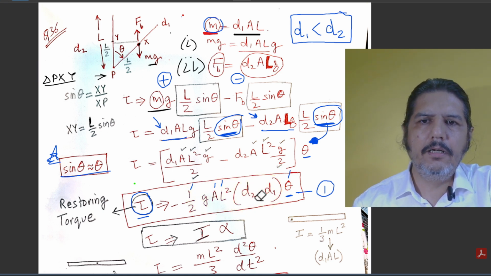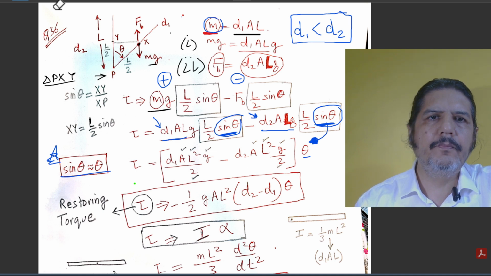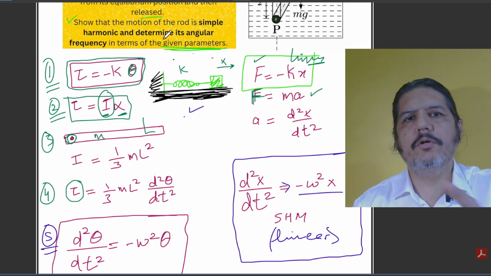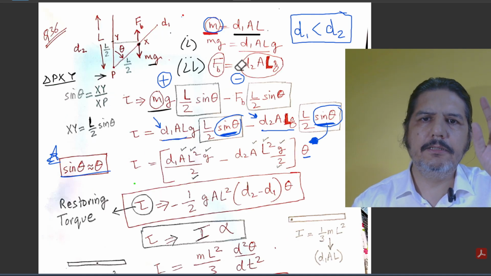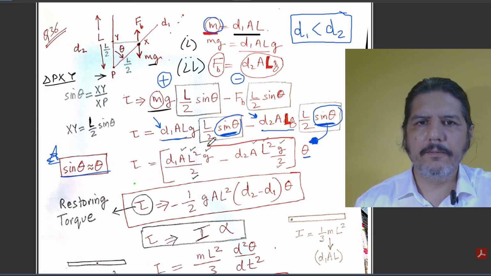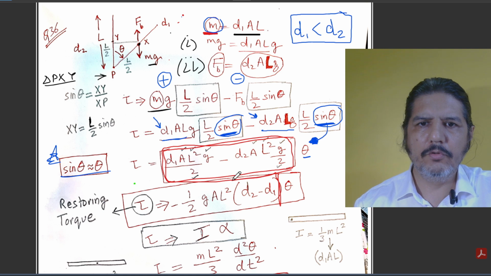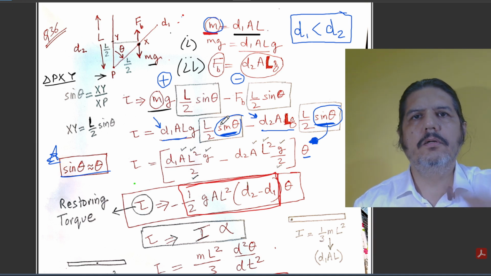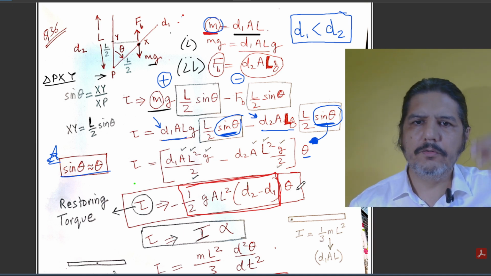So that is why we have shown, this is how we have shown the first part of the question, where they were asking us to show that the motion of the rod is SHM. Now we have shown that the rod is following SHM. Whole of this part is a constant, and therefore the torque is a restoring torque. So this is the first part I have done.